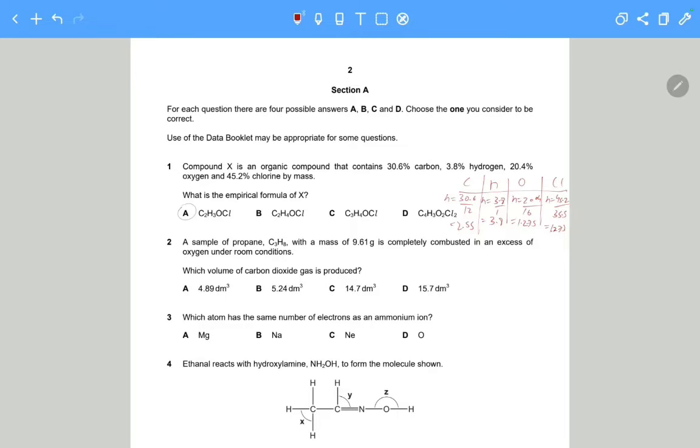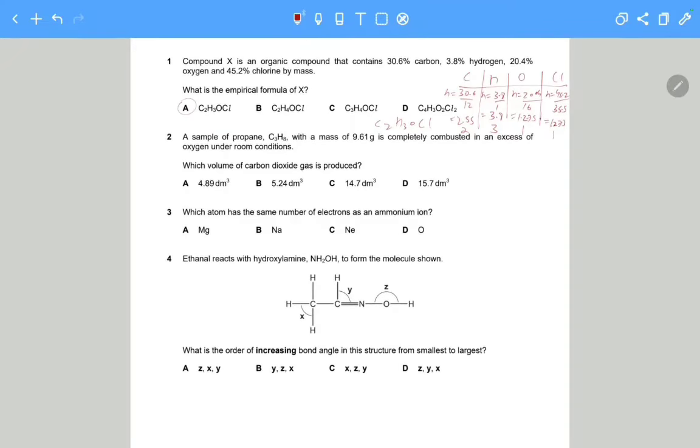So now we have the number of moles, and using these we calculate the molar ratios. We use the lowest number of moles and divide everything else by that. This gives us 2, 3, 1 and 1 approximately. And therefore C2H3OCl is the empirical formula, and that's what option A is.